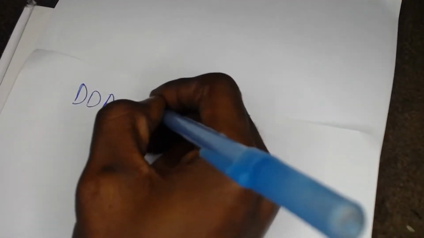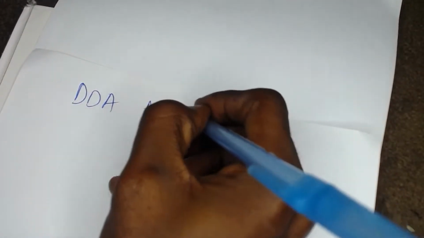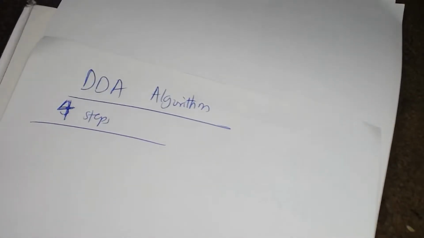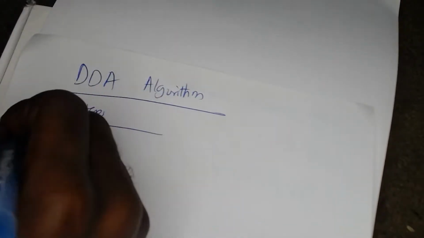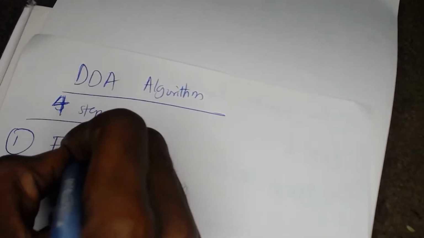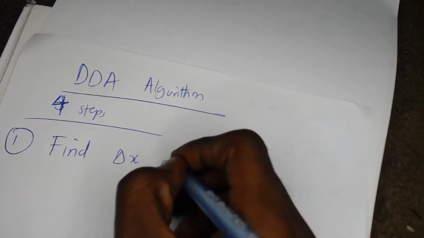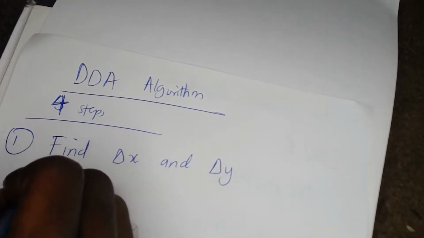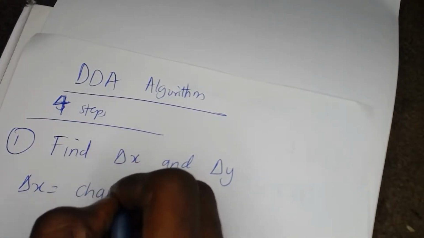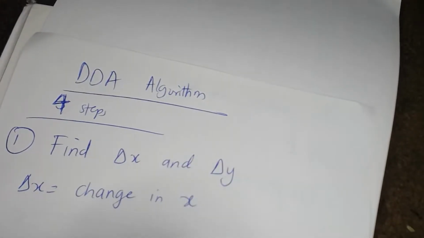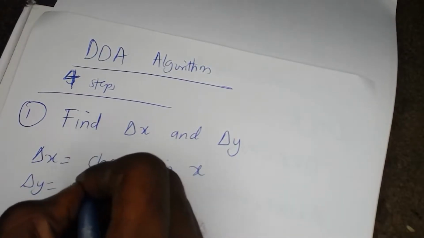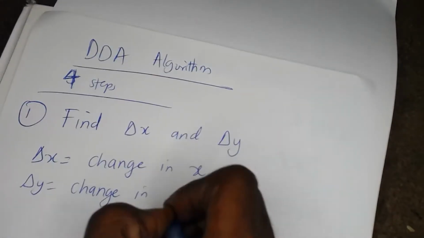So let me show you about the DDA algorithm. There are four steps to DDA. I've made it very, very simple for you to understand. The first step is that you should find delta x and delta y. Delta x is what we know as change in x. Delta y is change in y.